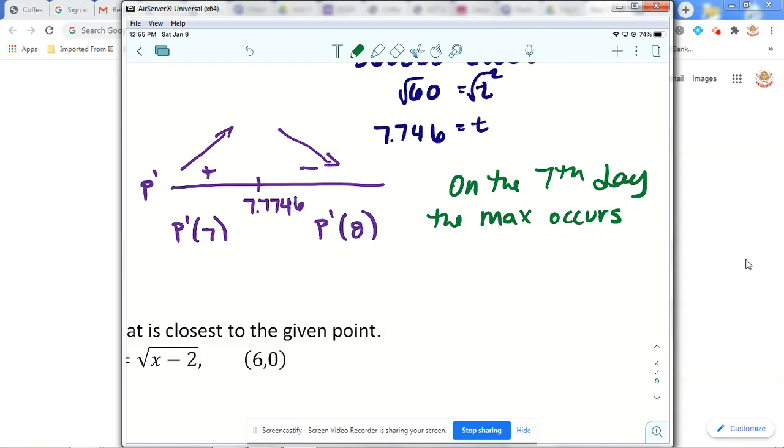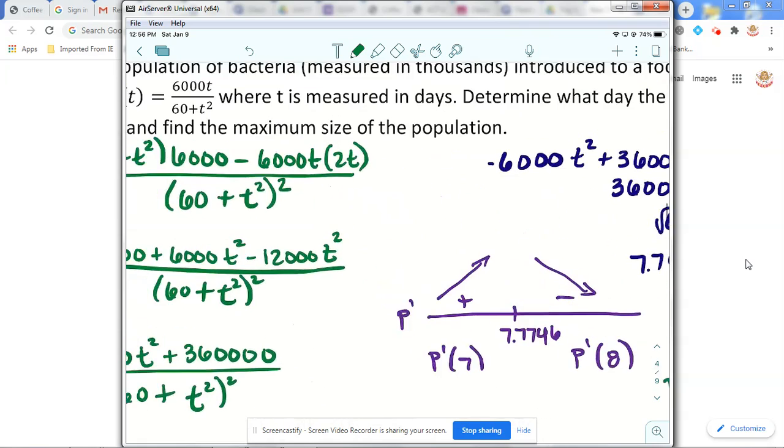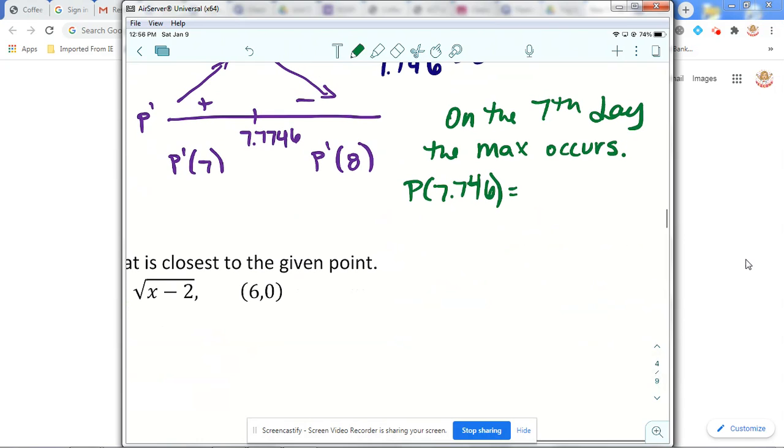And that max is P of 7.746. And when you plug it in, you get 387.298, and that is measured in thousands. So we'll just go ahead and say 387,298 bacteria.